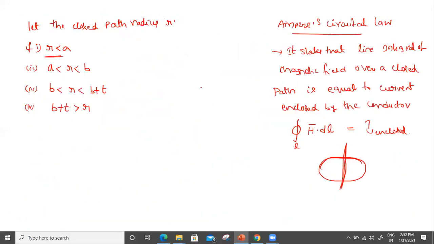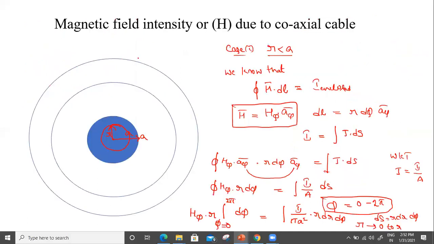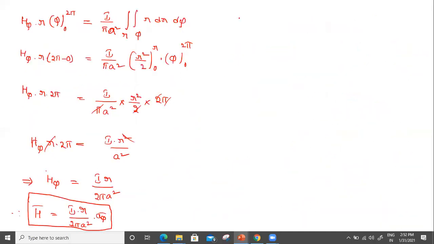Now, if you go for the second case, which is in between the inner conductor and the outer conductor, that is explained as case 2. That means the closed path r is greater than a and less than b, which indicates that it is in between the inner conductor and outer conductor.